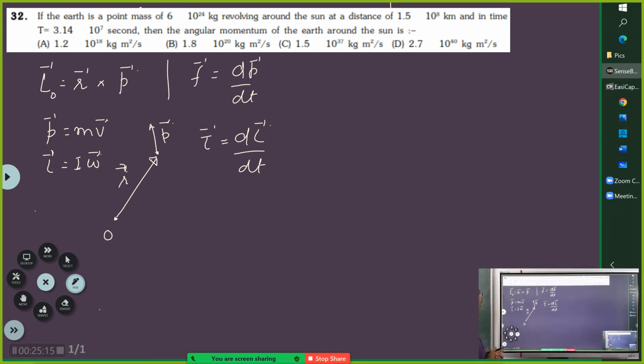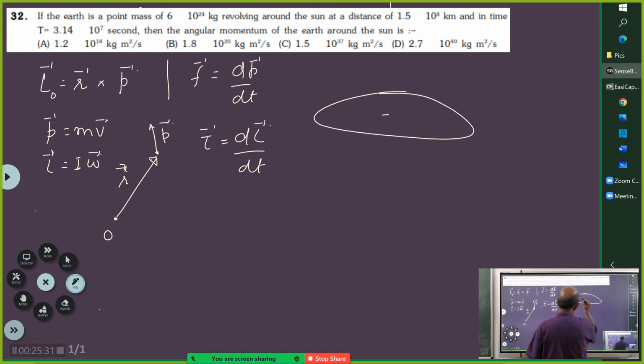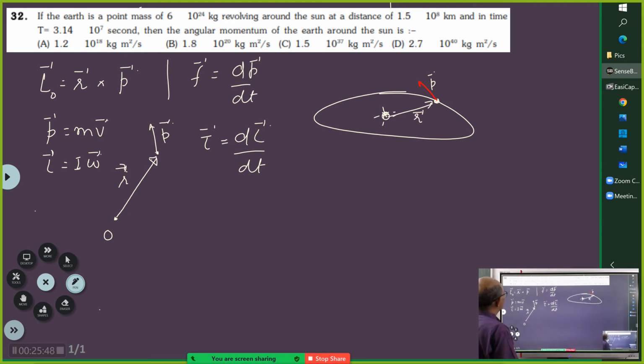Earth is a point mass of so and so revolving around the Sun at a distance so and so in time. Then what is the angular momentum of Earth around the Sun? I think that should be quite simple. If you can't comprehend this problem, you draw. Draw the Sun, and then the Earth. Earth will have P bar, and this is r bar. Point mass is given, and the time duration is given.